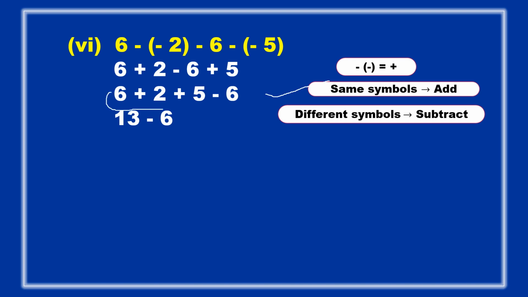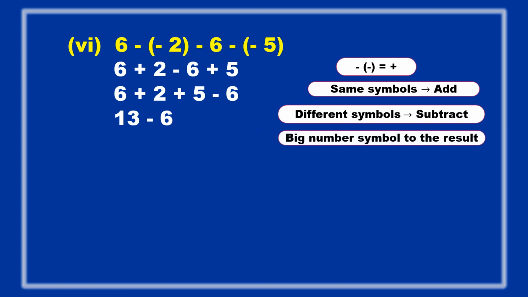As these 3 have plus, your 13 will also be plus only. So 13 minus 6. Now our next step is different symbols. You should do subtraction. Okay. These 2 are different symbols, so you should do subtraction here. So 13 minus 6, you'll get 7.